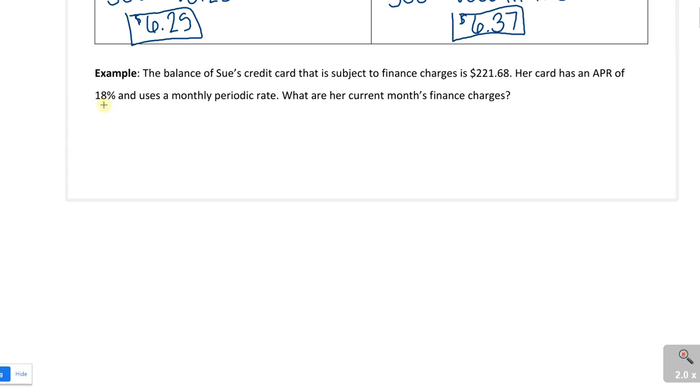So take your percentage, 18%. And we're using monthly, so we're going to divide it by 12. 18 divided by 12 is 1.5, but it's a percent. And don't forget, we have to change the percent to a decimal. So I'll move it 2 places to the left. So our periodic rate is 0.015. Now use the formula.